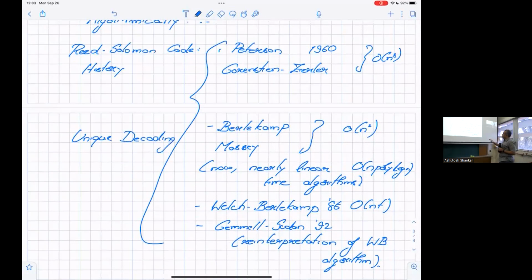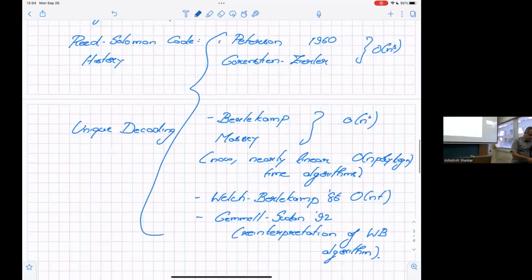Actually, the story doesn't stop here. So what we will do today is Welch-Berlekamp. Actually, we will not see exactly Welch-Berlekamp. We will see an interpretation, a common approach which solves all of them, and then I'll tell you how these things differ. If you do this step this way, you actually get Peterson's algorithm. If you do it this way, you get Welch-Berlekamp.